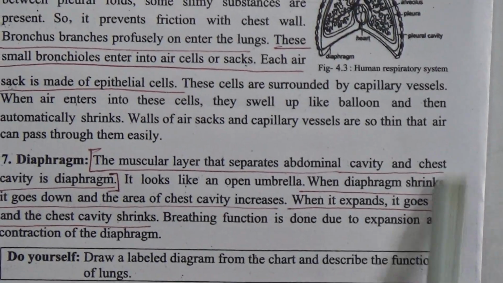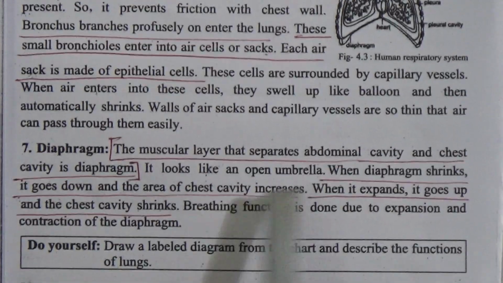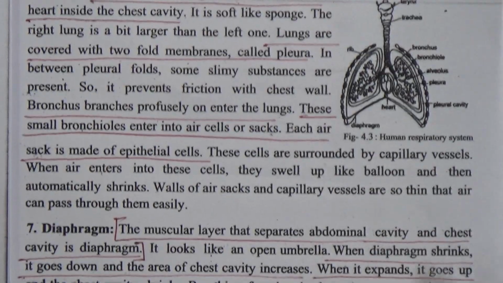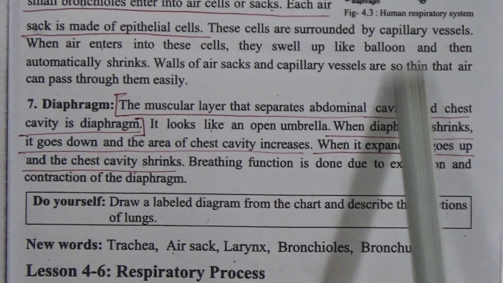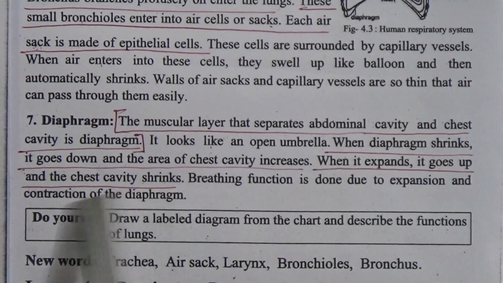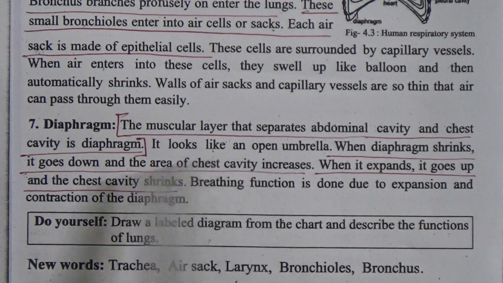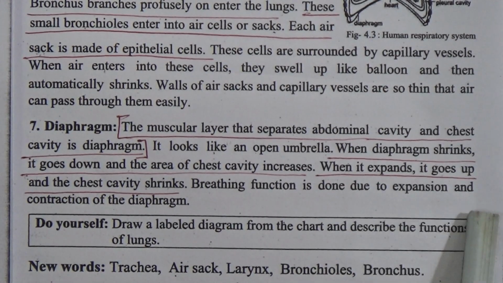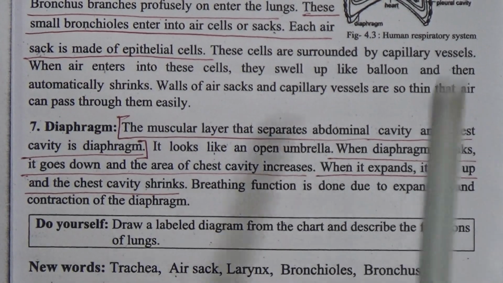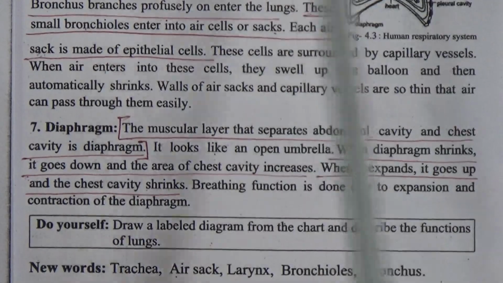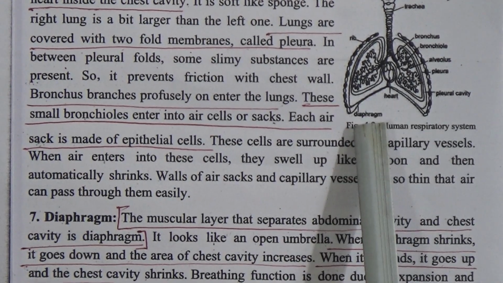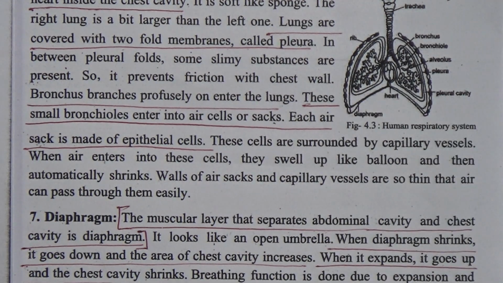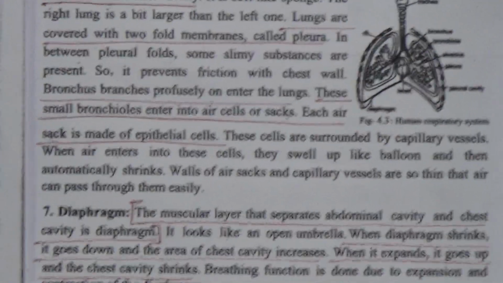When the diaphragm contracts, it goes down and the area of the chest cavity increases. When it expands, it goes up and the chest cavity shrinks. Breathing is done due to expansion and contraction of the diaphragm. This diaphragm helps in breathing. With its expansion and contraction, we can take air from the atmosphere.